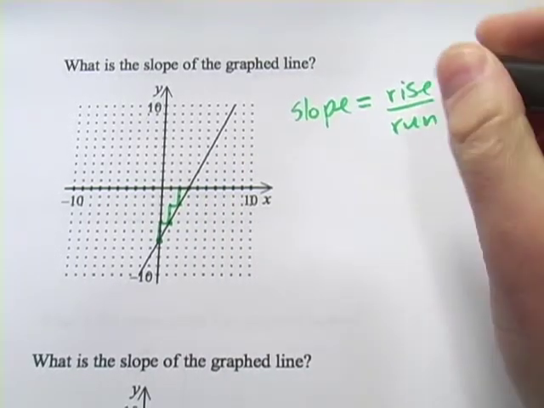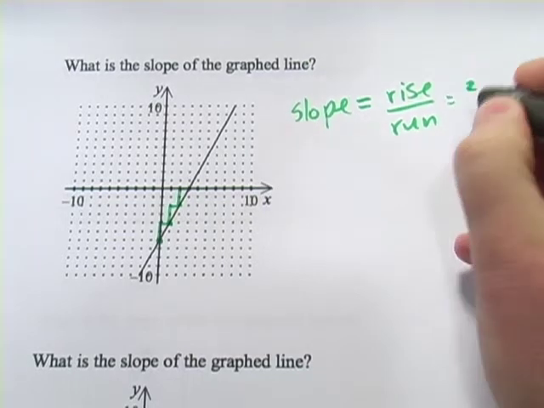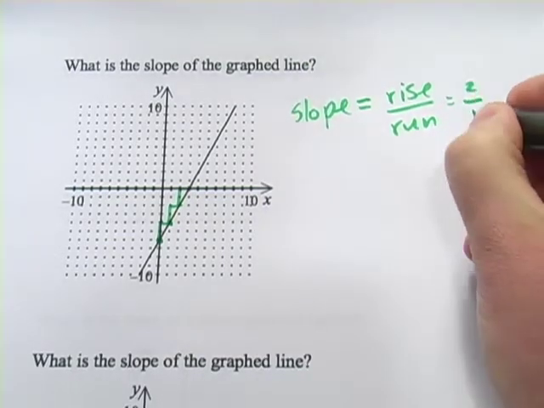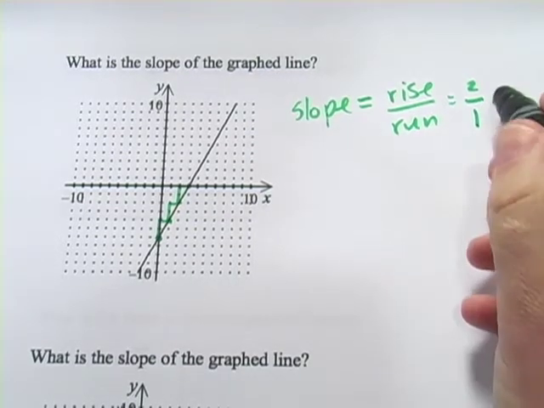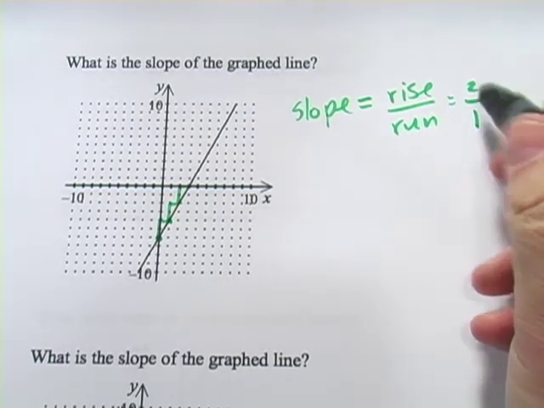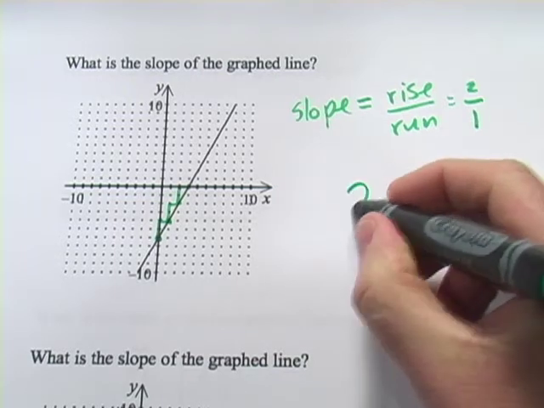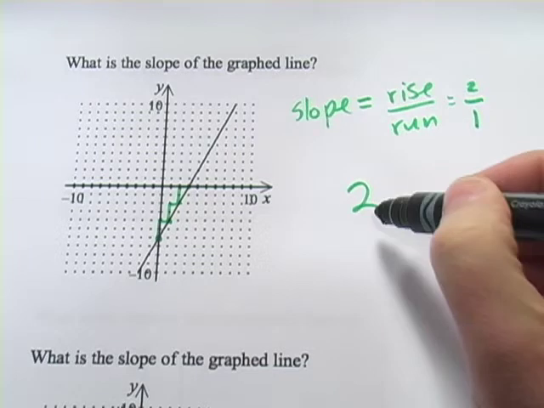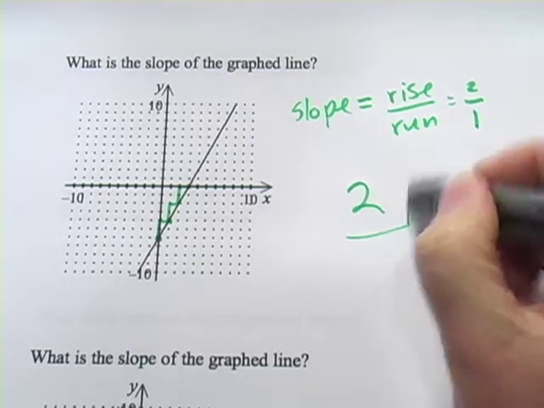So the rise is the up portion, that's 2. The run is how many to the right I go each time I go up 2, which is 1. So our slope is 2 over 1, and that fraction, 2 over 1, is the same thing as just the number 2. You could try that on your calculator if you're not sure. 2 divided by 1 is 2. So the slope here is a positive 2.